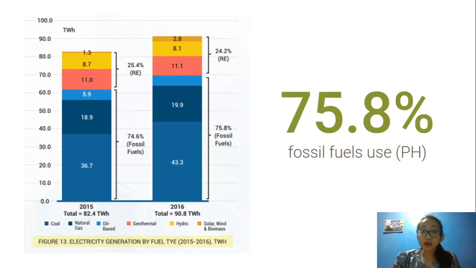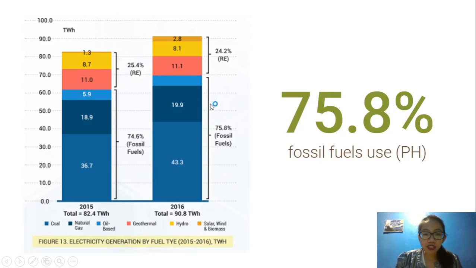Okay, so how much does the Philippines rely on fossil fuels? Specifically 75.8% in 2016. The graph that you see on your screen right now shows the electricity generation by fuel type. This is what we use to produce our electricity.